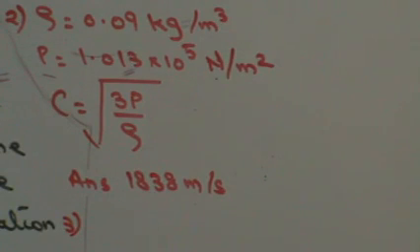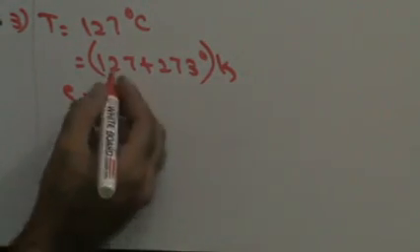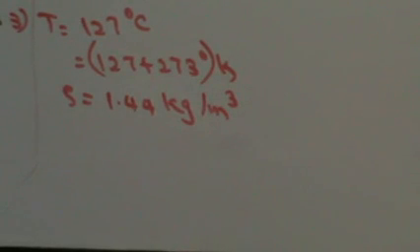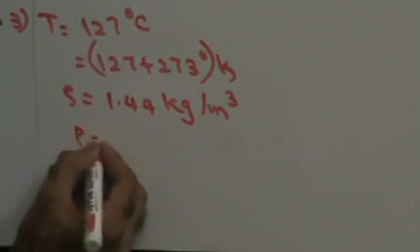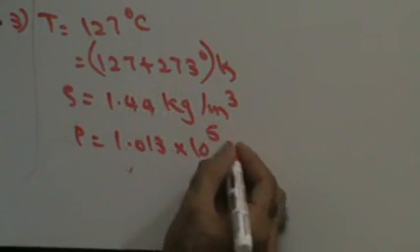Calculate the RMS velocity of oxygen at 127 degrees Celsius if the density of oxygen at NTP is 1.44 kgs per meter cube and pressure is 1.013 into 10 raised to 5 newtons per meter square.